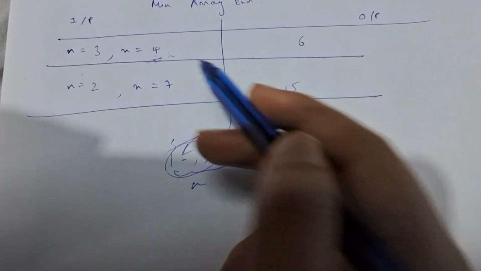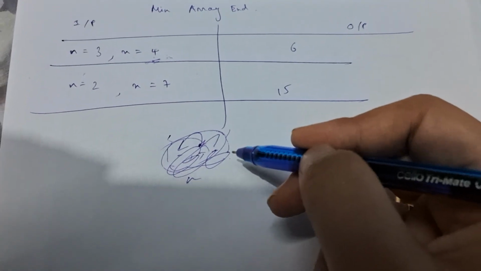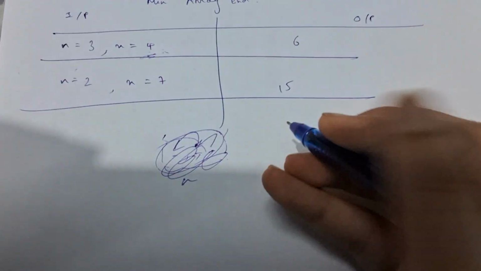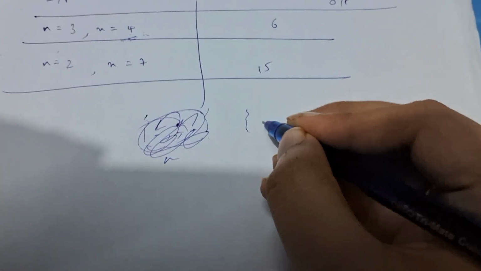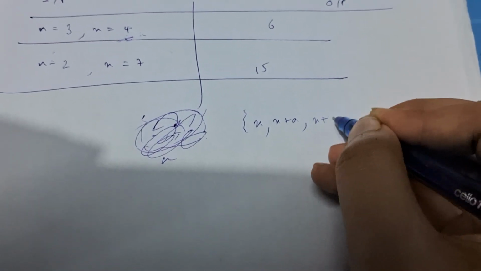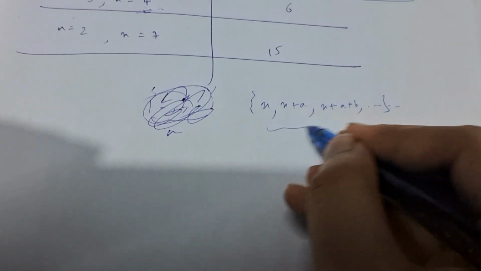Okay, so basically what you can say is, since bitwise AND should be x, the minimum number which can be in that array has to be x. So basically the array would look somewhat like this: x, x plus a, x plus a plus b, and so on, till there are n elements.